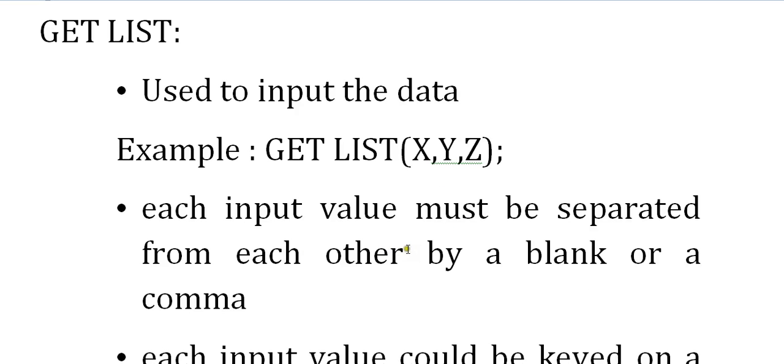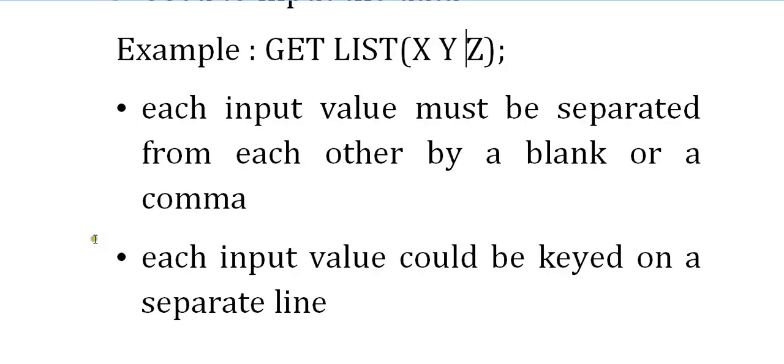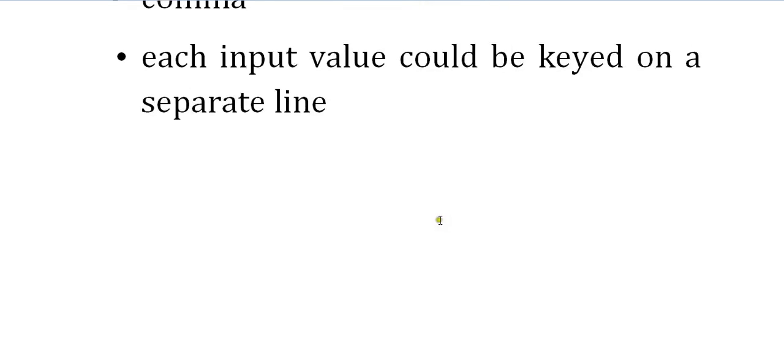Each input value must be separated from each other by a blank or a comma. Either you can give a blank or a comma, which indicates that each is an individual variable and they are separated. Each input value could be keyed on a separate line. It can be keyed on a separate line when you enter the values. So that was about GET LIST.